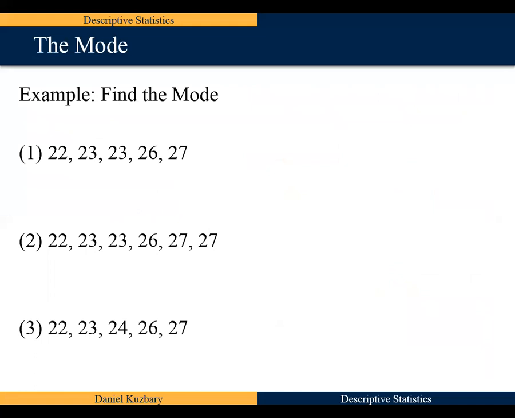There's actually 3 different things that can happen when you're looking for the mode. So it's possible to have one mode in a data set. It's possible to have more than one mode in a data set. That's my greater than or equal to 1. It's also possible to have no mode in a data set. So mode meaning the most frequent number.